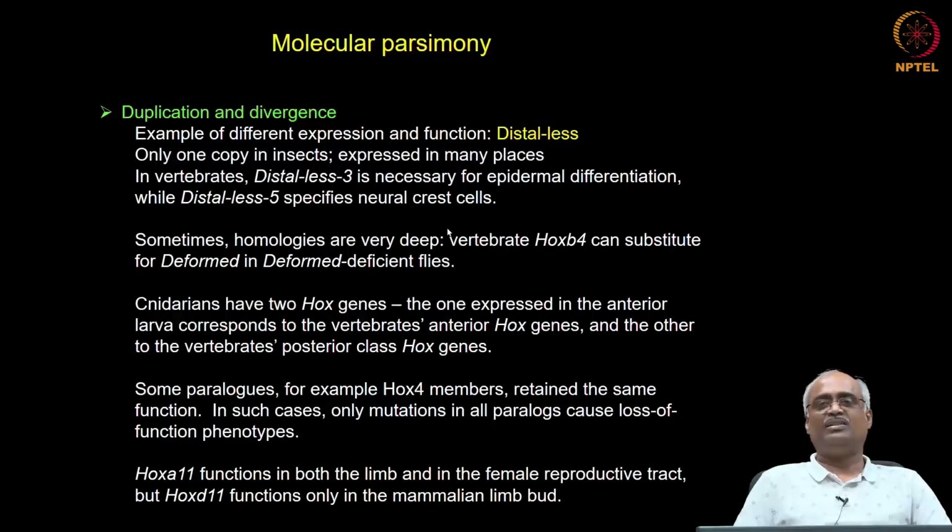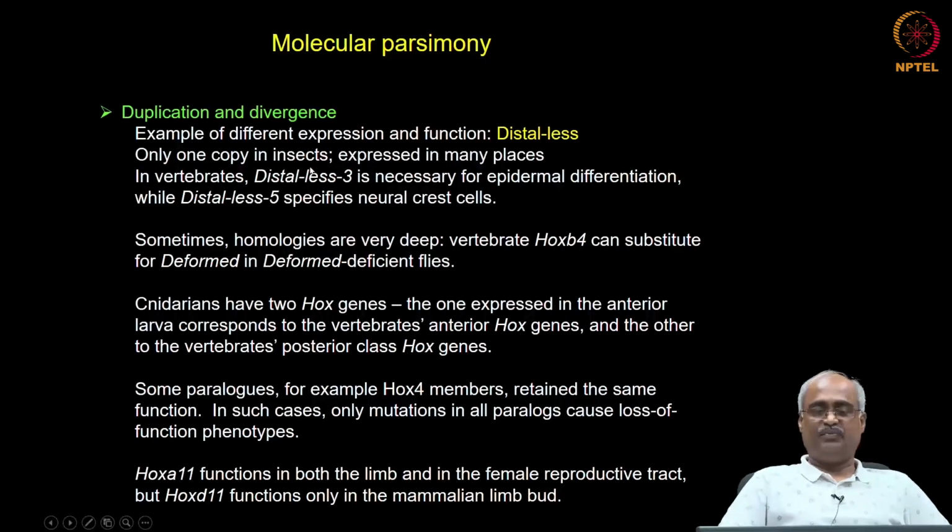Instead of one person doing all the jobs, now you have employed one more, so each one can do different jobs to make the whole thing happen. So that is the advantage of this duplication and divergence. And you can imagine from this, if variation in neural crest is going to generate a new body structure that is evolutionarily advantageous, then mutations in distalless 5 could enable that without compromising the epidermal differentiation, because a different paralog is taking care of that job.